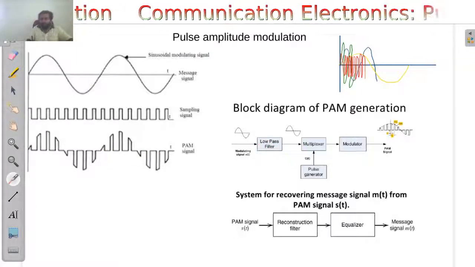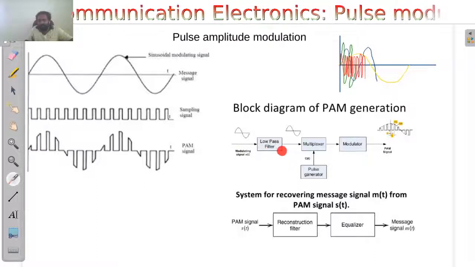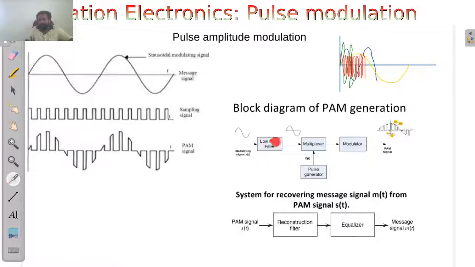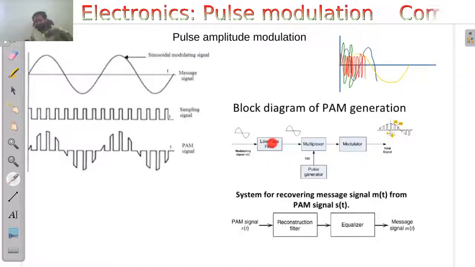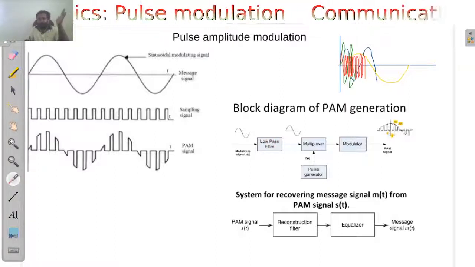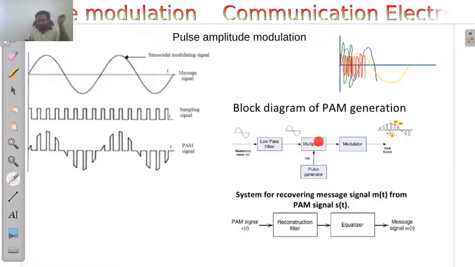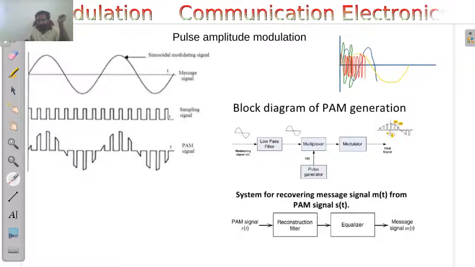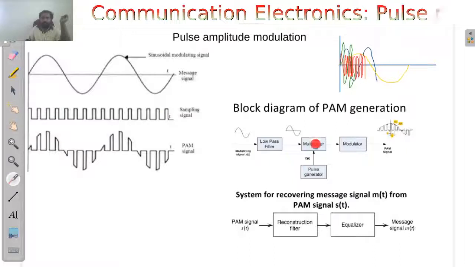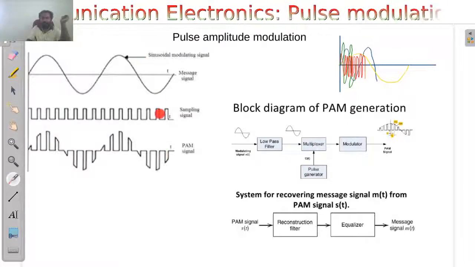That is why this low pass filter is very important in this case, and it will allow all frequencies to pass through except something which is higher than the cutoff frequency of this low pass filter. So any frequency which is higher than the cutoff frequency will be blocked by the low pass filter, and it reaches our multiplexer. There is a pulse generator coming here, and it will generate a continuous train of pulses like this, and this multiplexer will multiply these first two waves.